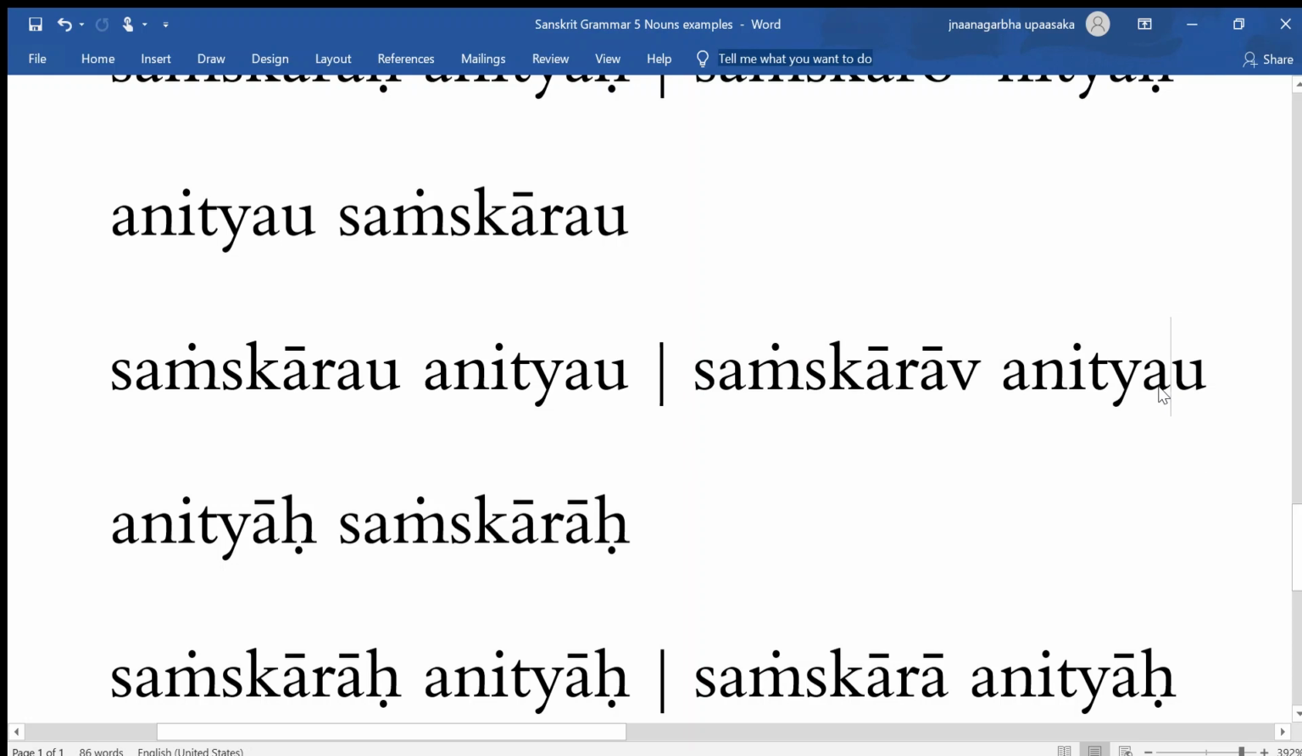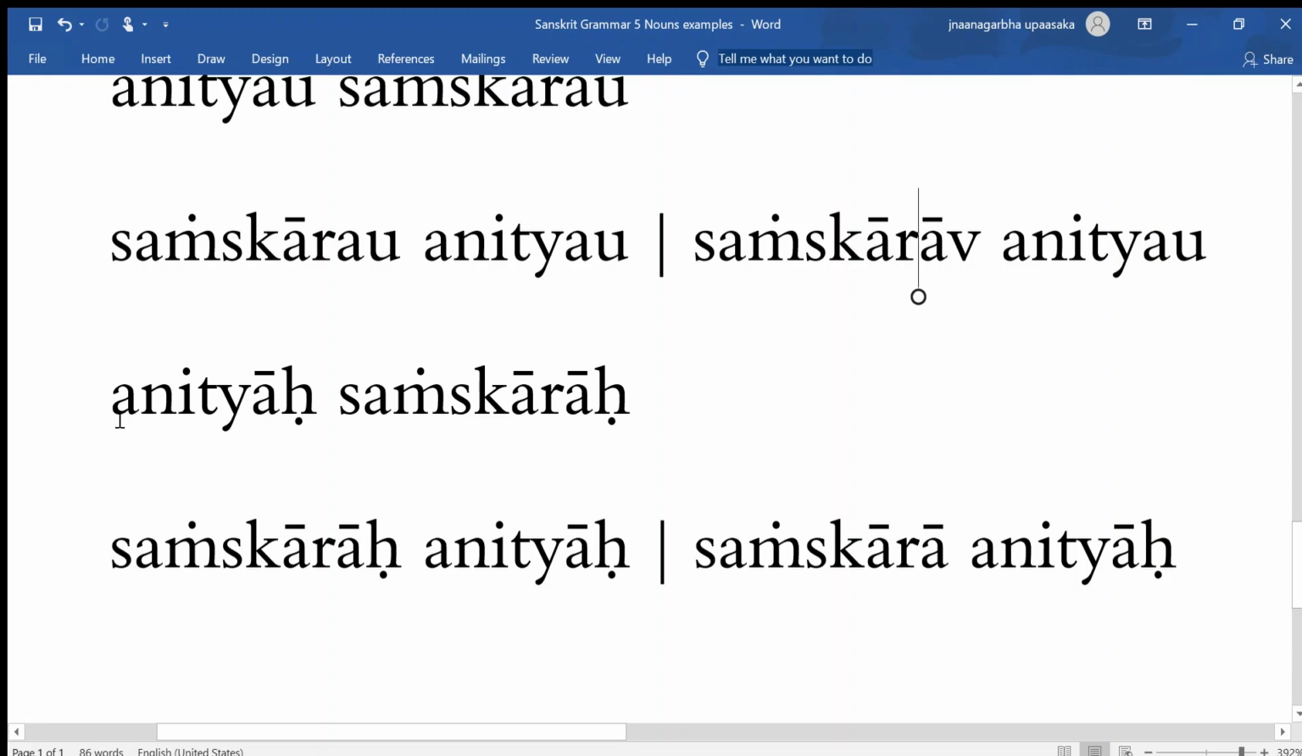Now there is a slightly different convention if we are using Roman script compared to Devanagari. In Devanagari you would not have a space between these two, but when we write Sanskrit in Roman script, when it is two different words, even if it is a consonant followed by a vowel, we do put a space to distinguish them. Then in the plural, anityāḥ saṁskārāḥ. The factors are impermanent, and I can say it by switching the order, saṁskārāḥ anityāḥ, or applying sandhi, saṁskārā anityāḥ.